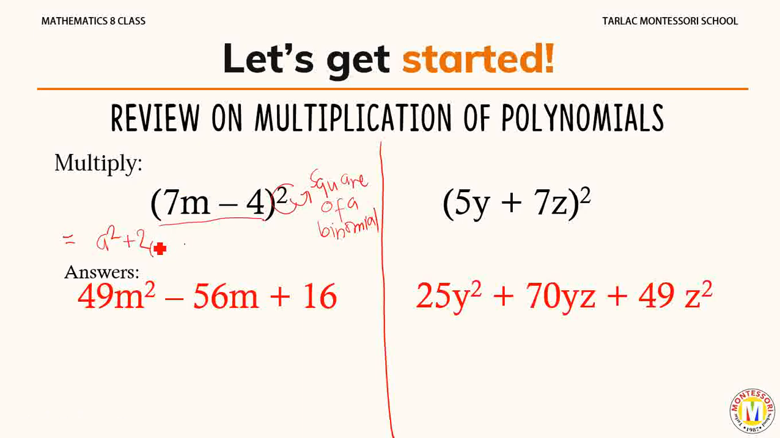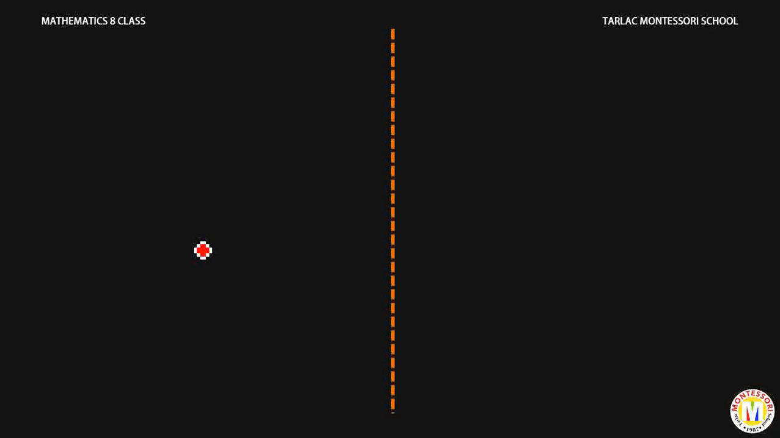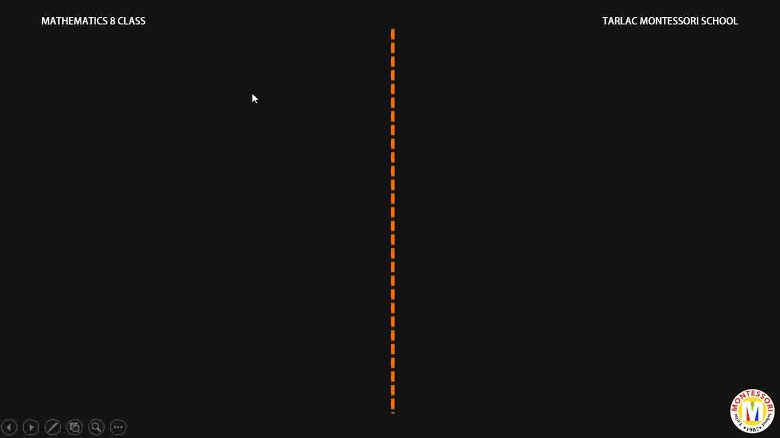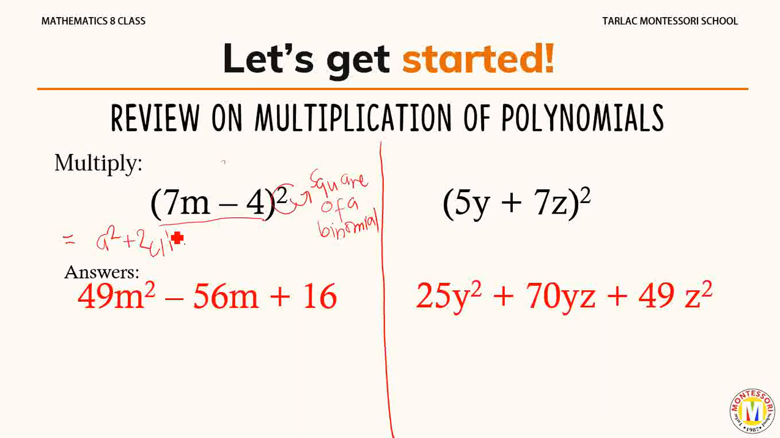plus b squared. So this is the general form of the square of a binomial when we try to evaluate this one. Just like last year, we have actually discussed this: a squared plus 2ab plus b squared as the general form. We have already here the results.